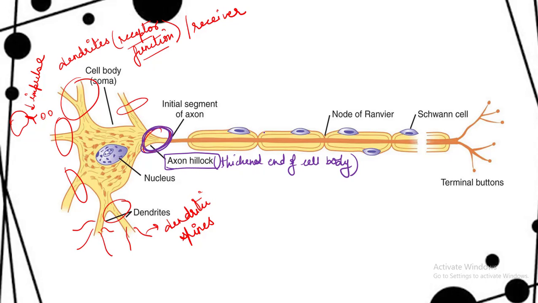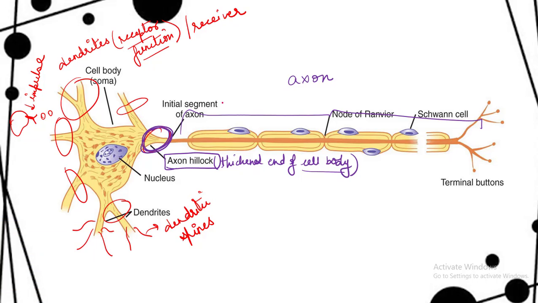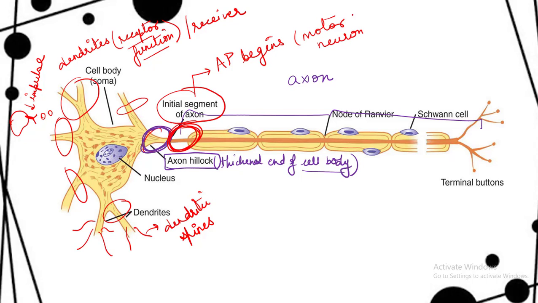After this the axon starts. After the axon hillock, the axon starts. Axon hillock is the last part of the cell body. After the axon hillock, there will be the start of the part of the neuron called the axon. The part of the axon from where it begins is called the initial segment of the axon. The initial segment of the axon is the part from where the action potential begins in the motor neuron. We will talk about this in more detail when we deal with the action potential.